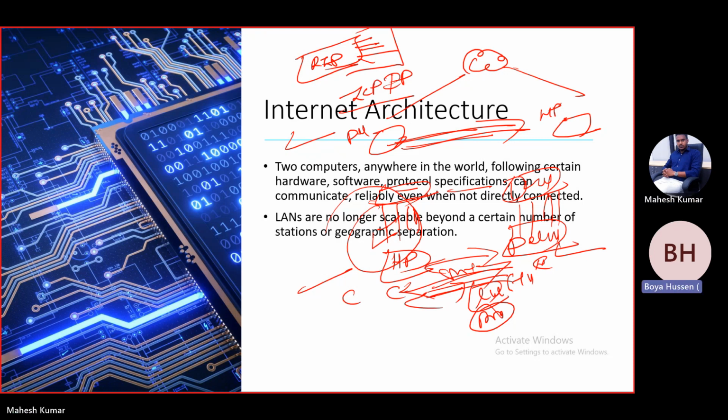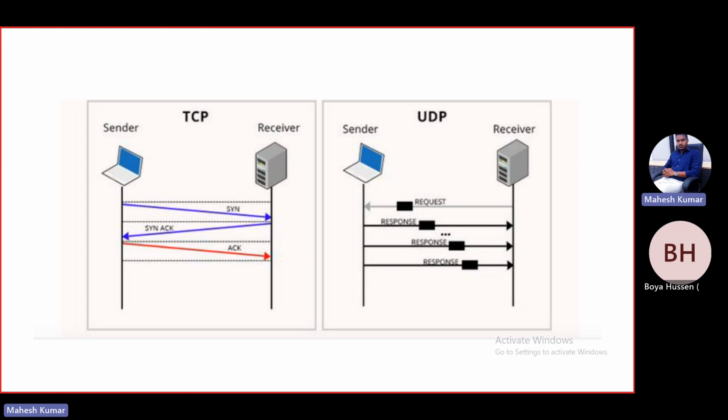Clear? Then TCP and UDP. What is TCP and what is UDP? Whenever a packet is sent from sender to receiver, when the sender is sending, there is a three-way handshake. It is like meeting an unknown person while traveling together. After some time you start communicating: hi, where are you from? You ask, he replies, and the communication starts, right?